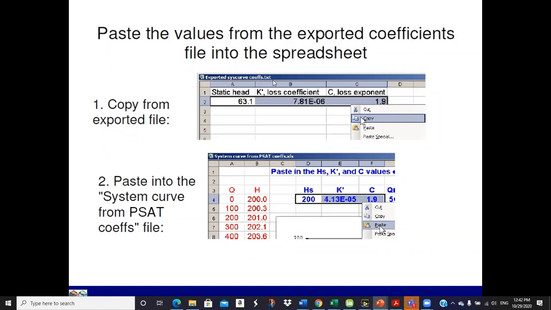Okay, so if from PSAT you ask it to export the system curve, it just goes to Excel and you get a curve that looks like this. And it facilitates your plotting of this. It's nothing that you can't do by yourself. So copy from the exported file, paste into the system curve from PSAT coefficients file, so you can paste all of this stuff in, and then it will plot it for you, or you can plot it for yourself.